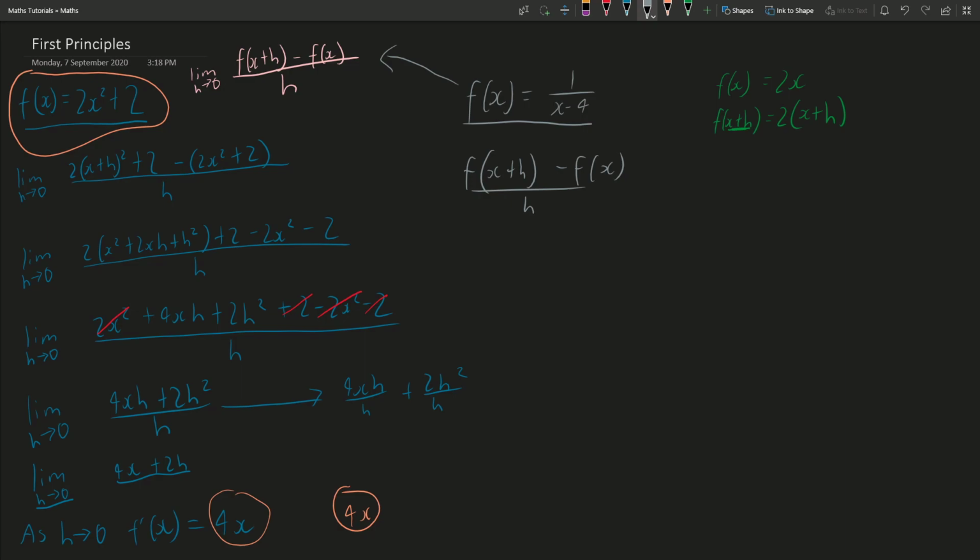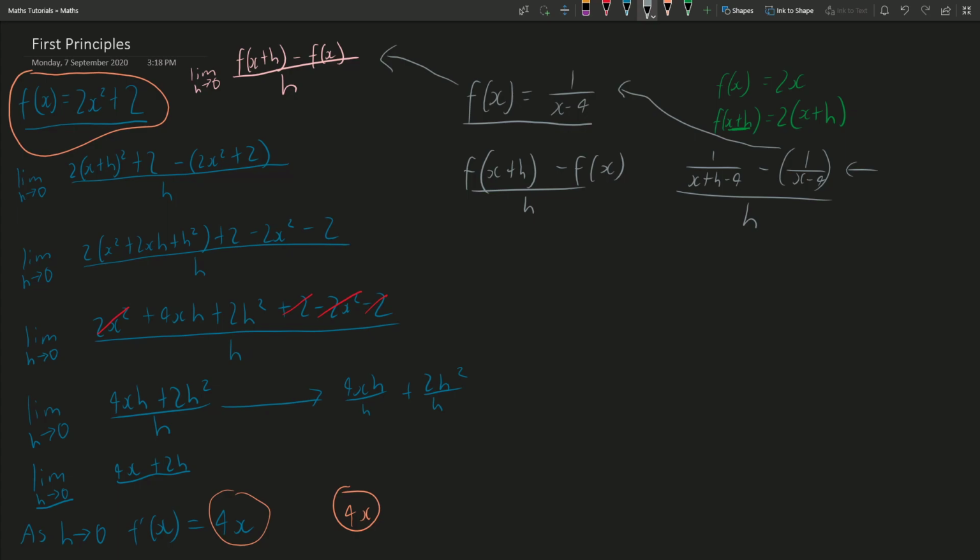Now I might have to use a bit of this horizontal space here. So we now write this out as 1 on x plus h minus 4. So we're simply subbing in x plus h anytime we see x, minus 1 on x minus 4, which is just our original up here, we see the x, and over h.